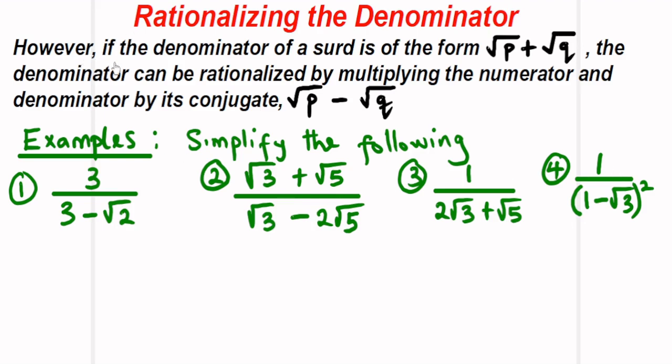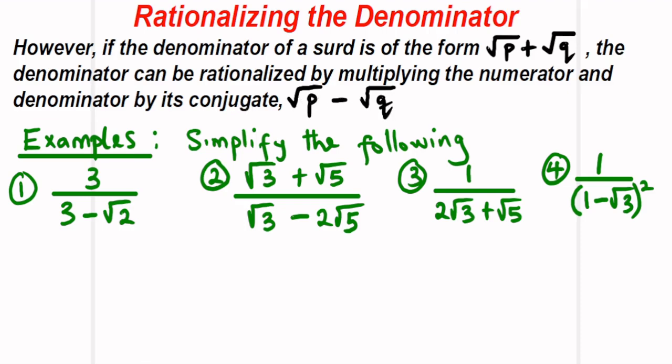If the denominator has binomial surds, here we have root p plus root q, these are binomial surds. The denominator can be rationalized by multiplying the numerator and denominator by its conjugate, which is root p minus root q.